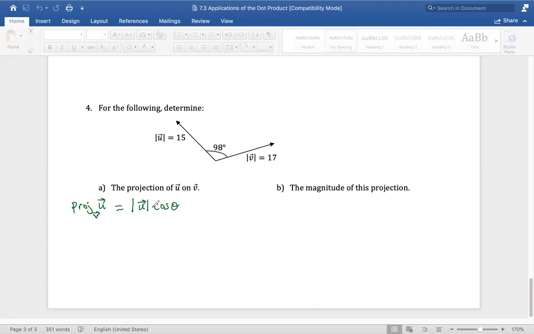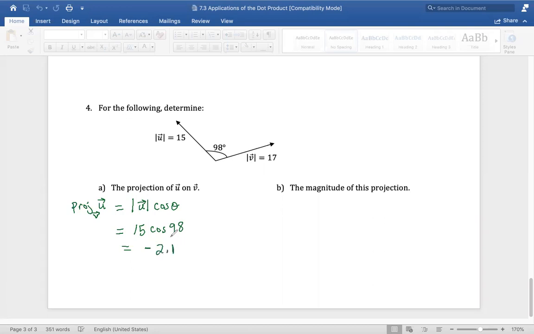So the projection of U, and then just times by cos of your angle because you're given the drawing. So then the magnitude of U we have right here, the length is 15 times cos of 98. And 15 times cos of 98 is negative 2.1.